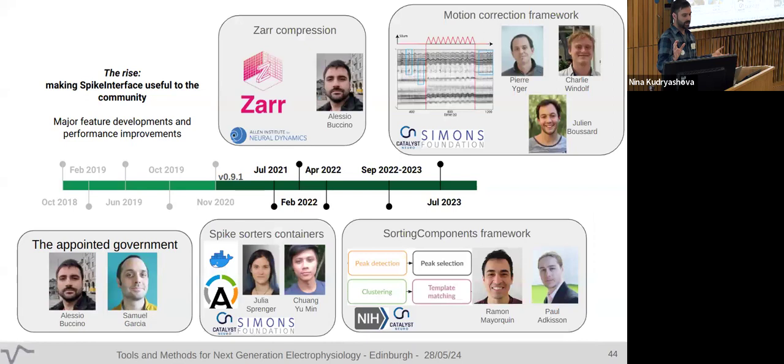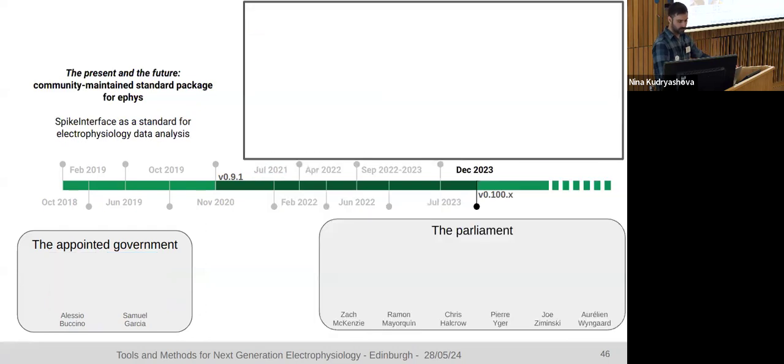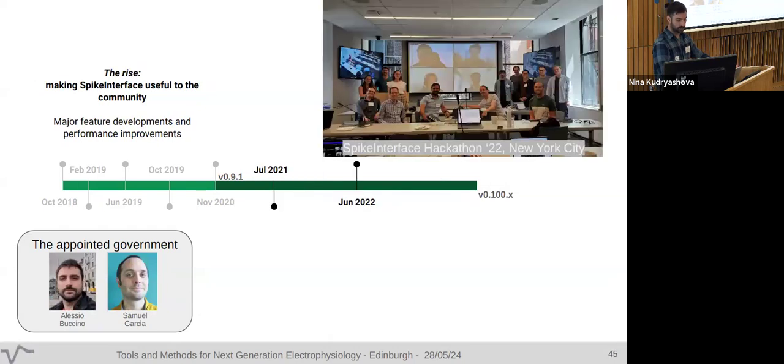And here's just to highlight a few. So we did the compression framework, was mainly me at the Allen Institute, the motion correction with collaboration with the Paninski Lab, the sorting components framework, spike sorting containers. So we started adding a lot of useful features to make this more useful for the community. And we also had a hackathon in New York City 2 years ago that actually also strengthened this community and collaboration effort. And now we are at December 2023.